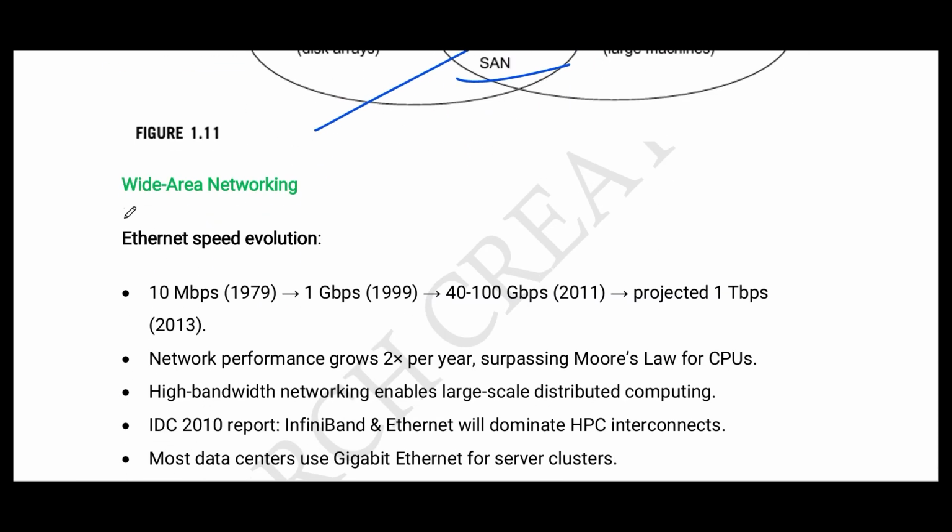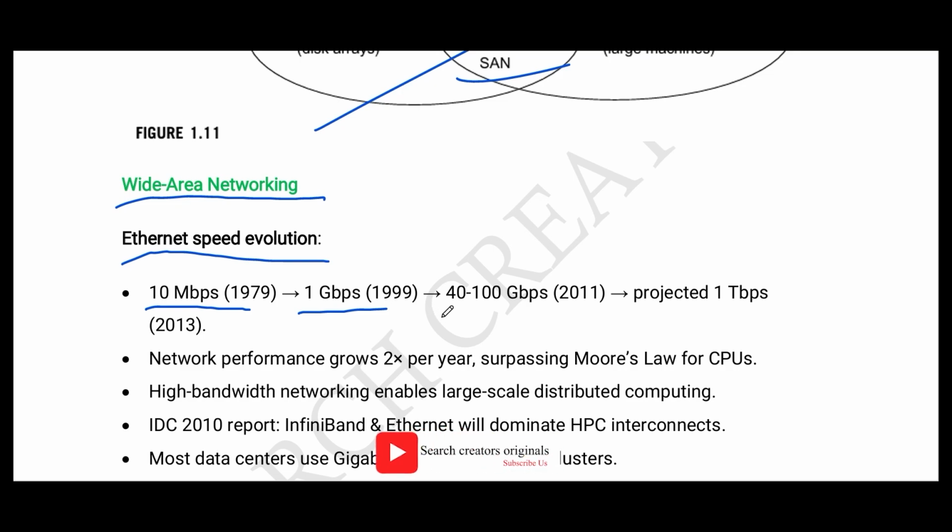Next is wide area network. In wide area networks we look at Ethernet speed evolution. In 1979 it was 10 MB per second. In 1999 it was 1 GB per second. In 2011 it was 40 to 100 GB per second. Projected 1 TB per second in 2013. It went on increasing from year to year.